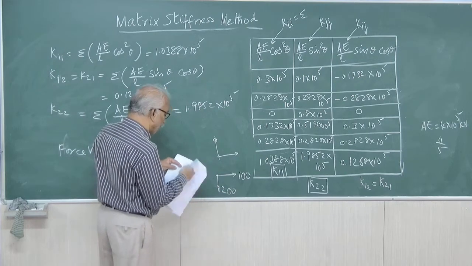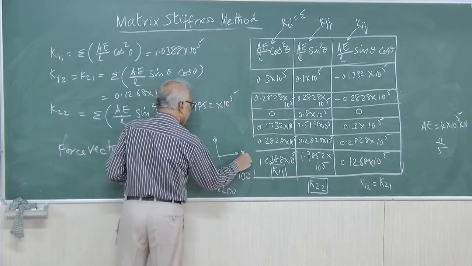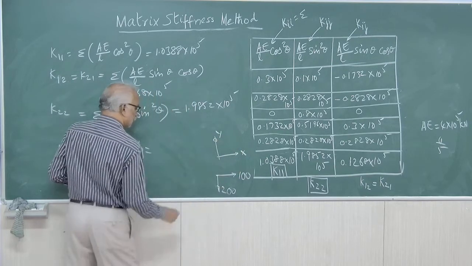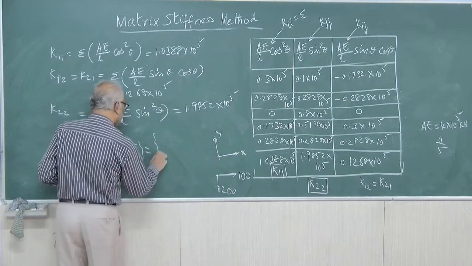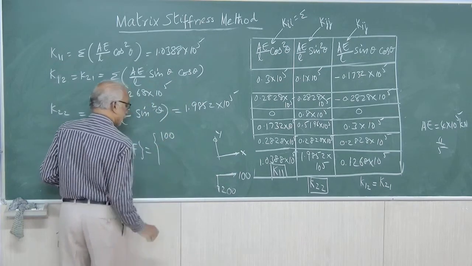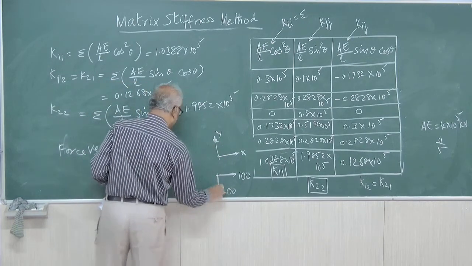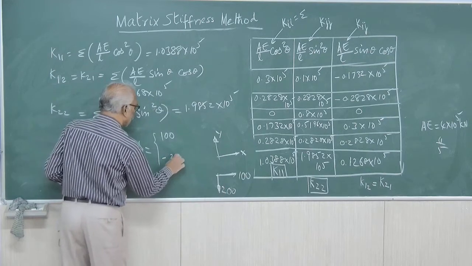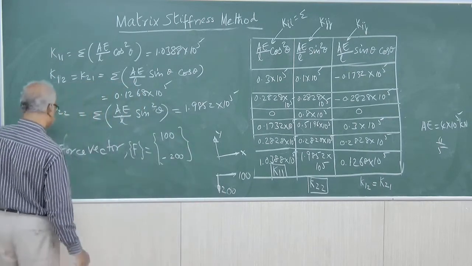At the point O, we had a vertical force of 200, and so this is the x axis, this is the y axis. So along the x direction we have 100, therefore this is 100. This is the y direction, the upward direction; the force is in the downward direction, so this is minus 200. So that is about the force vector.